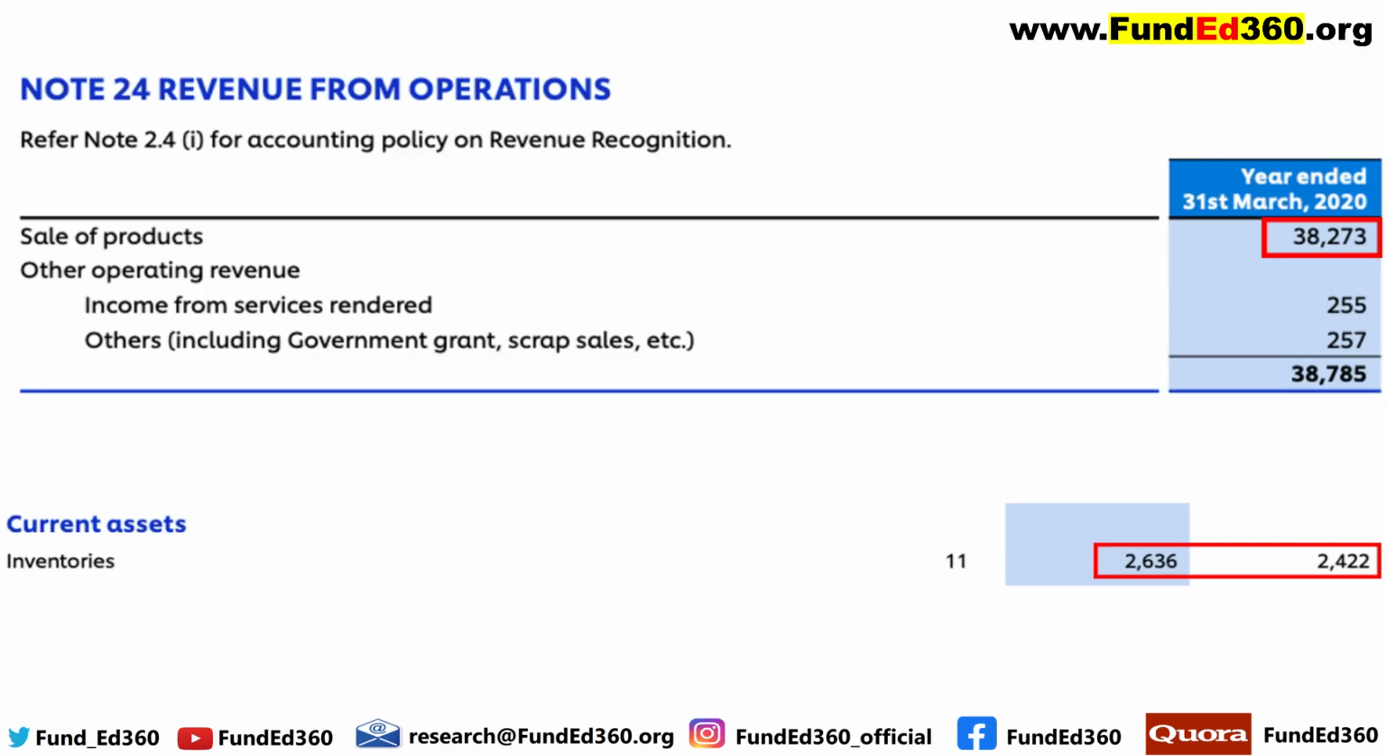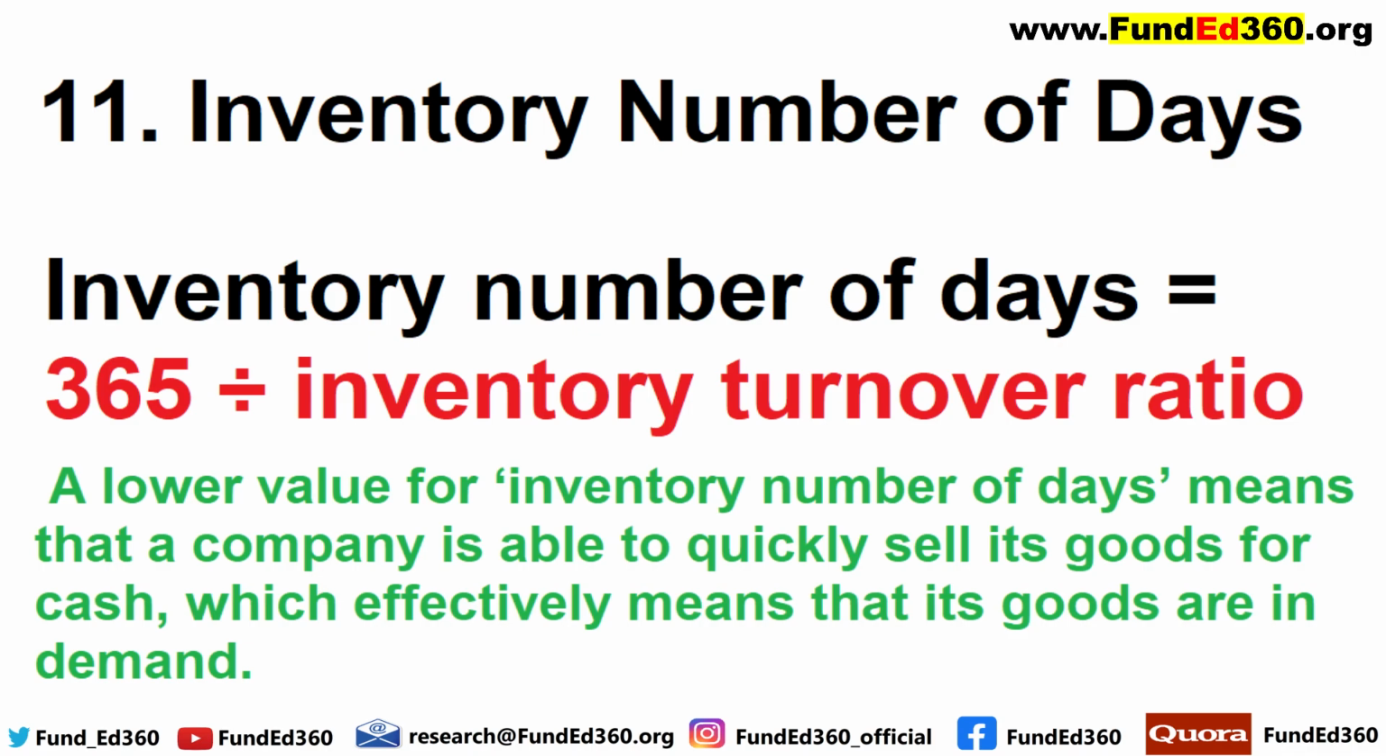In the case of HUL, it is revenue from sales only, and you can find it in the revenue from operations, where you can find sale of goods. So what does it mean? This means HUL has managed to sell and replace its entire stock of finished goods approximately 15 times in a year.